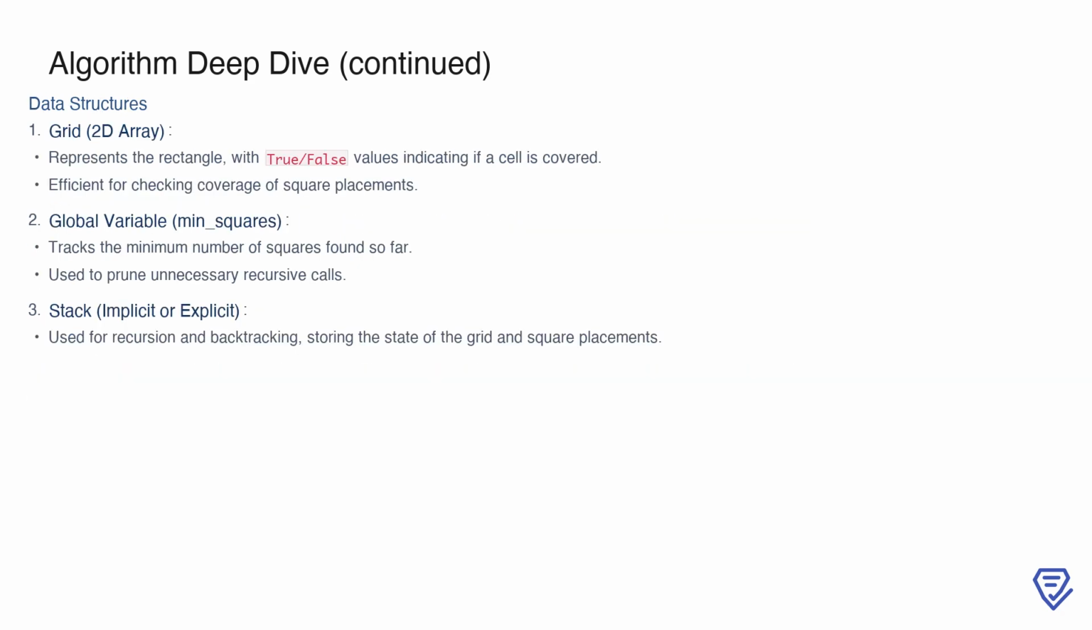To implement this algorithm, we rely on a few key data structures. The grid, represented as a 2D array, is essential for tracking which cells are covered during the process. It allows us to efficiently validate square placements and undo them when backtracking. A global variable, min_squares, is used to record the minimum number of squares found so far, enabling pruning of suboptimal branches. Finally, the recursion itself relies on a stack, either implicit through the call stack or explicit if using an iterative approach, to manage the state of the grid and the placement of squares at each step.